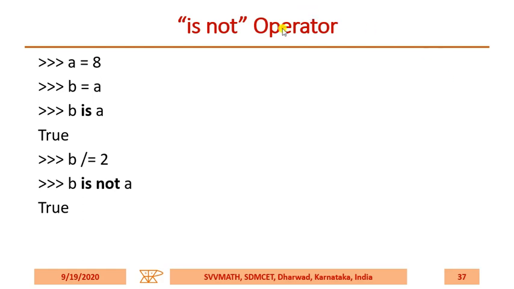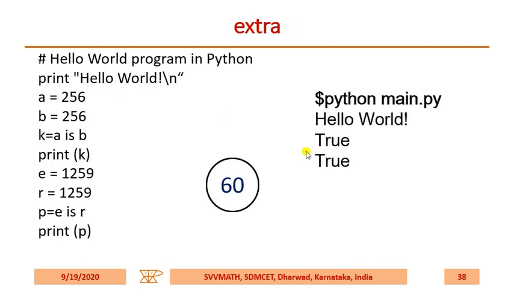A equal to 8, B equal to A. B is A, yes, both are 8 only, hence true. B equal to B divided by 2. Then B is not A, because B is different, 2, and A is different, 8. Try to observe the output.